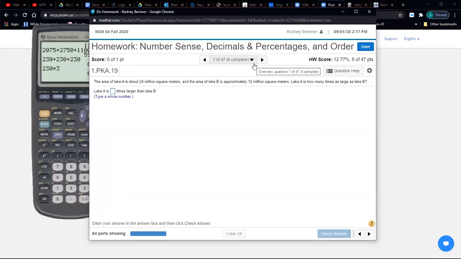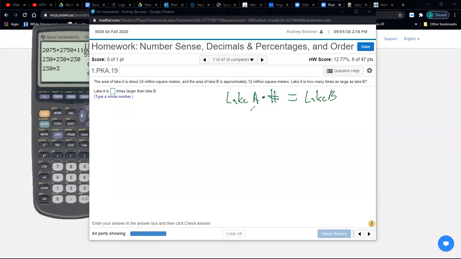The area of Lake A is about 24 million square meters, and the area of Lake B is approximately 12 million square meters. Lake A is how many times as large as Lake B? So essentially what we're trying to do here is we want to take Lake A, its number, its area, times something, and then that would give us Lake B.